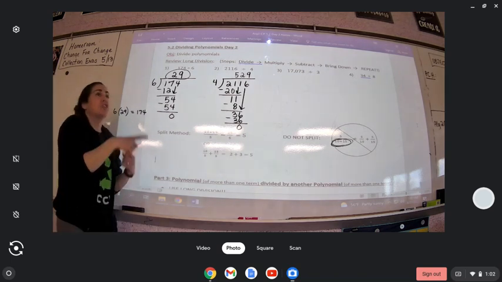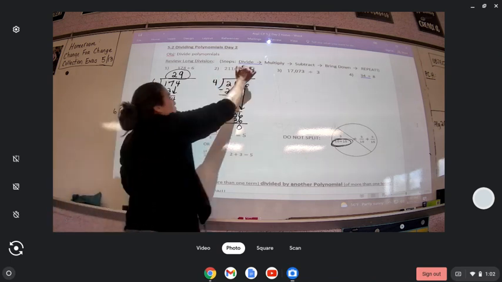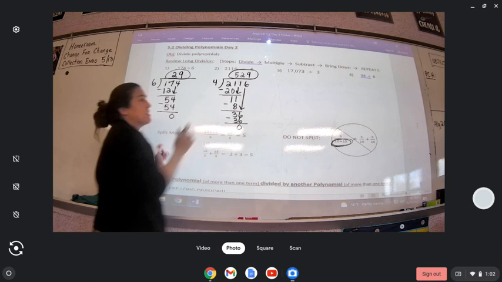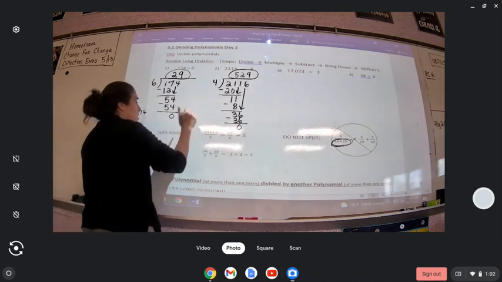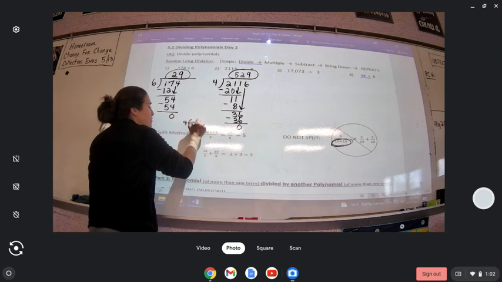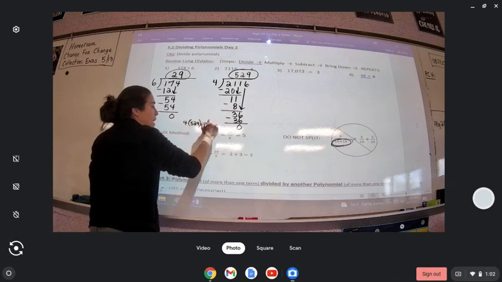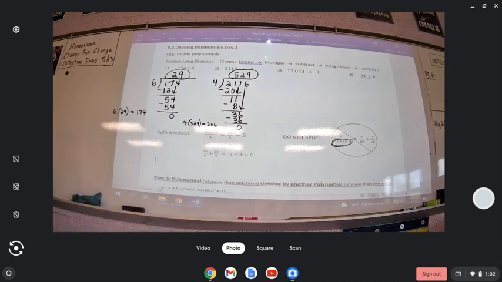So what's the answer to 2,116 divided by 4? 529. That's the answer to that problem. Now, if you wanted to check it, you could say 4, what you divided by, times your answer, 529. That should get you back to what you divided into, 2,116, and it does.